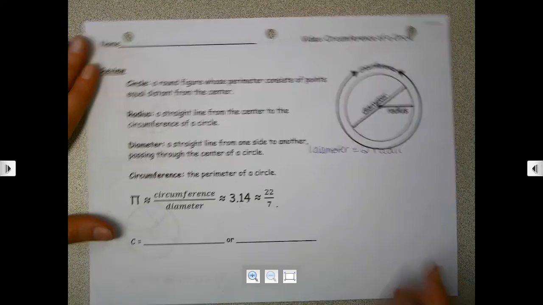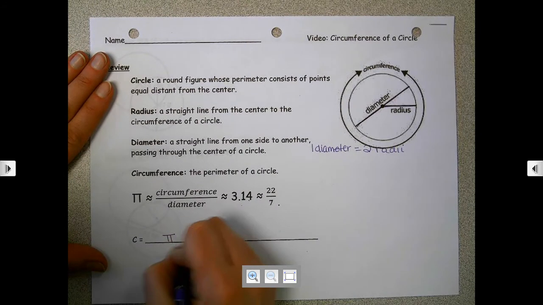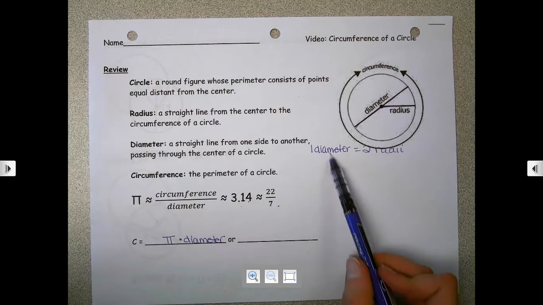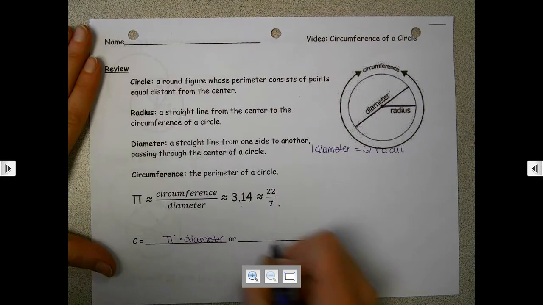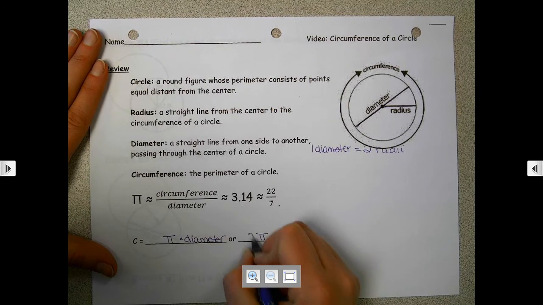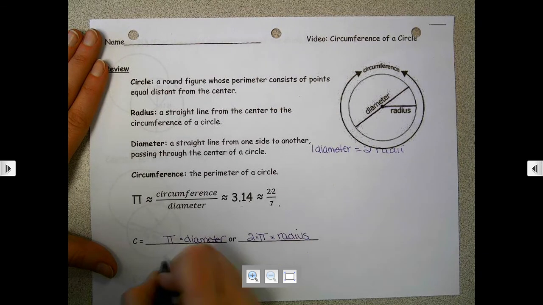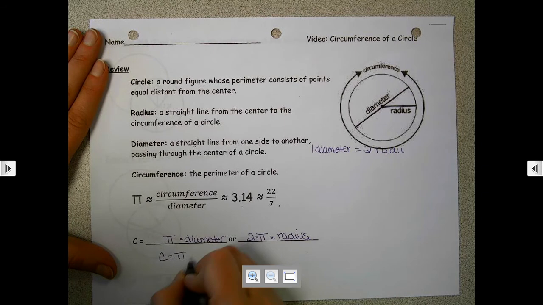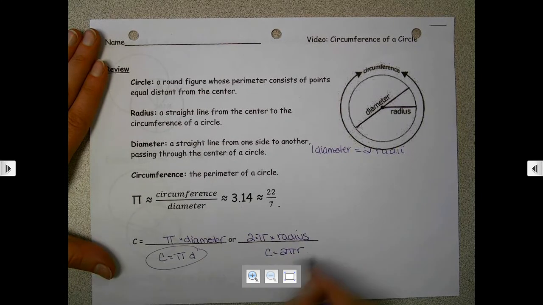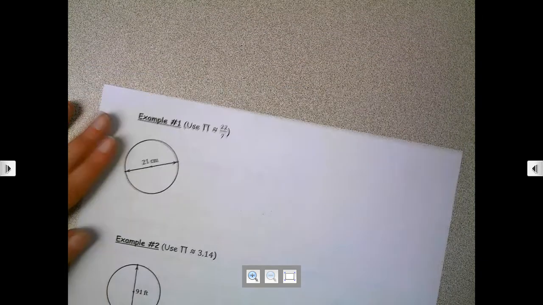Now, in class, we started to figure out that the circumference formula is the value of pi times the diameter. And because we know that the diameter is 2 radii, we could also say pi times 2 radii, or 2 pi r. 2 times pi times the radius. Okay, so you will see C equals pi d, or C equals 2 pi r. You will see either one of those formulas. Okay, so let's go ahead and take a look at our first example.